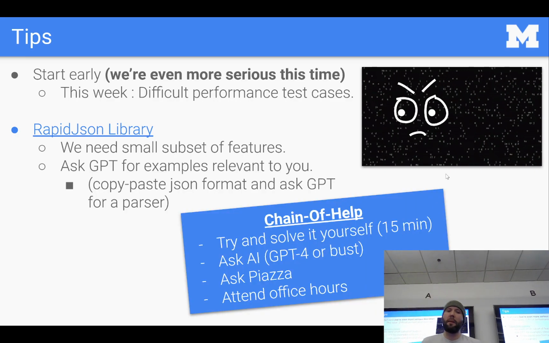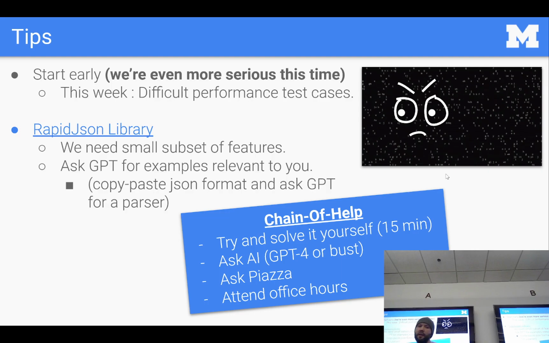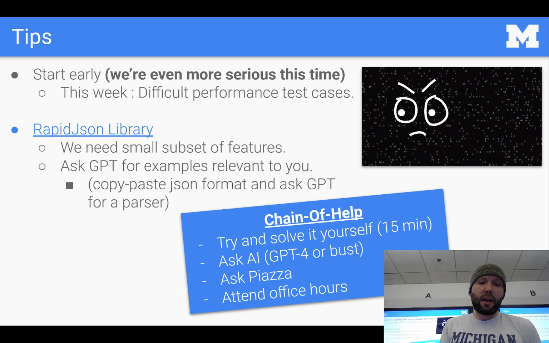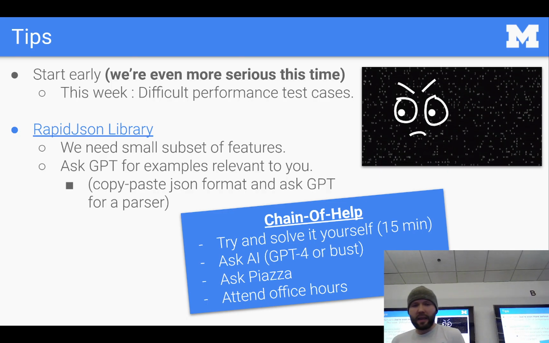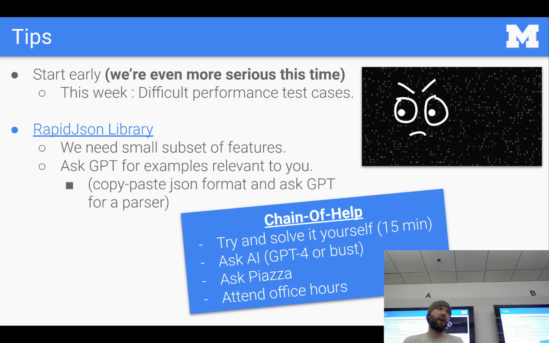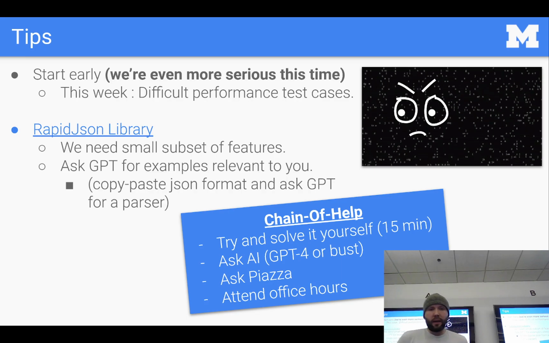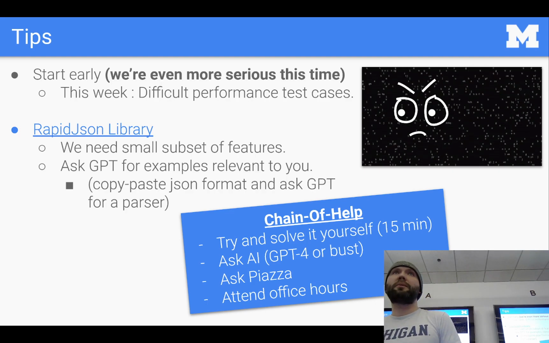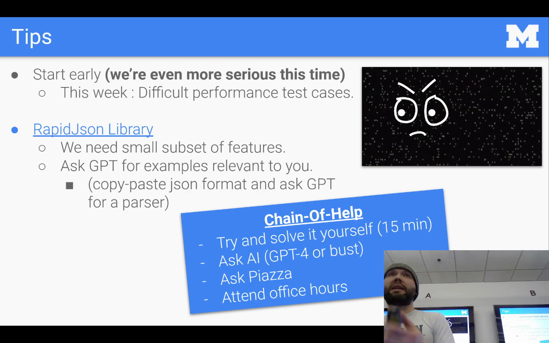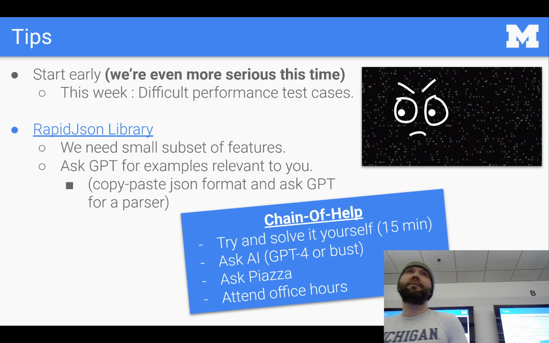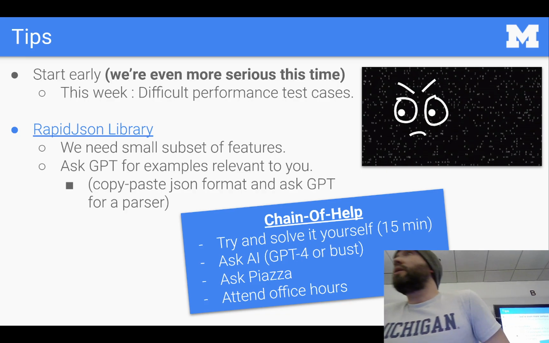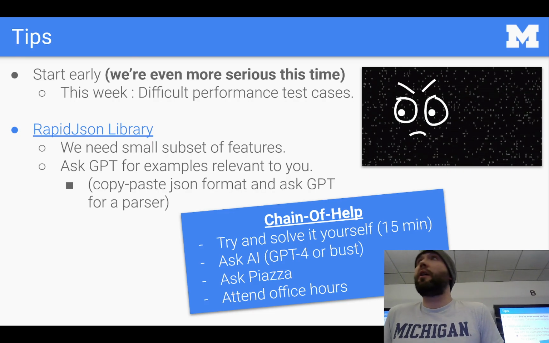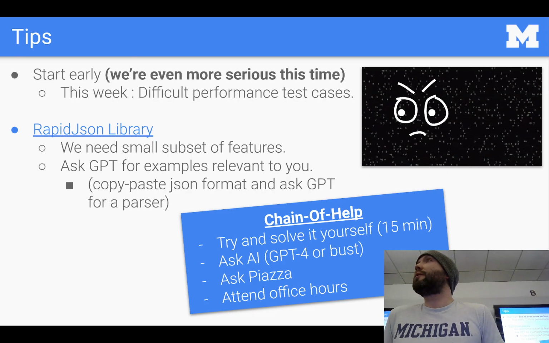All right, so remember your chain of help. Try and solve it yourself, 15 minutes. Then consider asking your AI friends and see what they can do for you, and then ask Piazza, and then attend office hours, okay? And yeah, the earlier that you start this project, the earlier you can run into problems. And if you run into problems with a lot of time to solve them, you're going to solve them, okay? The problems always happen when you run into the problem and there's 24 hours left and we're out of office hours. That's the worst situation, okay?